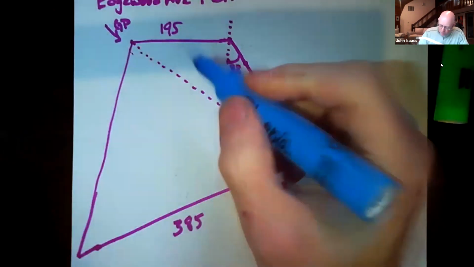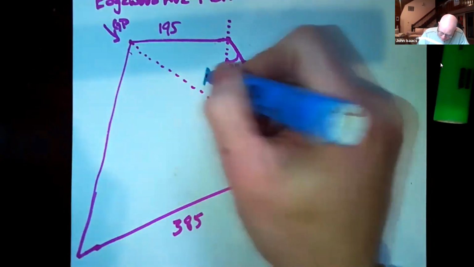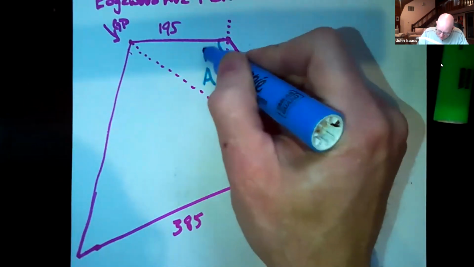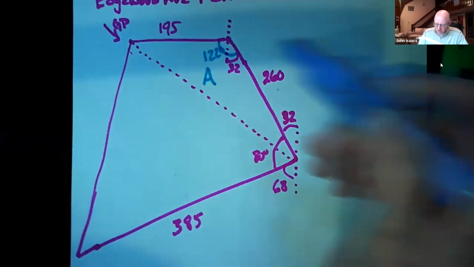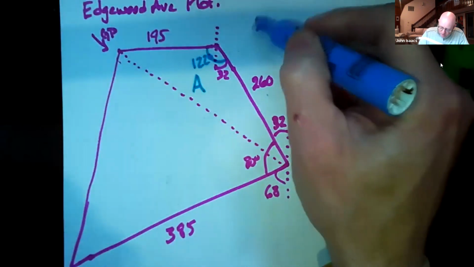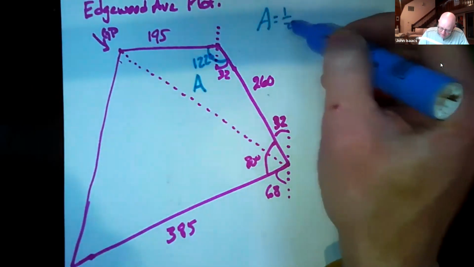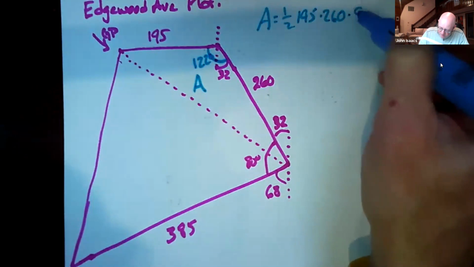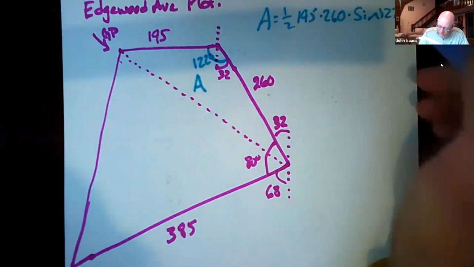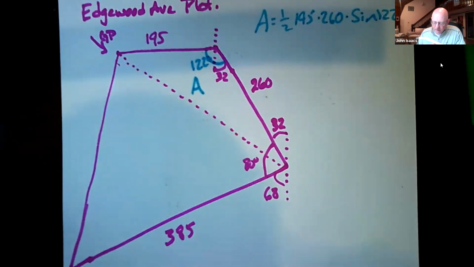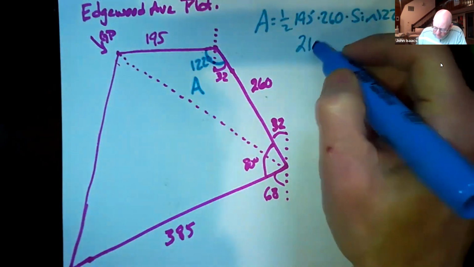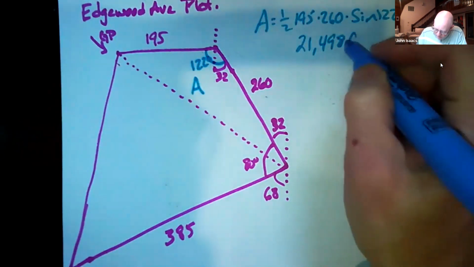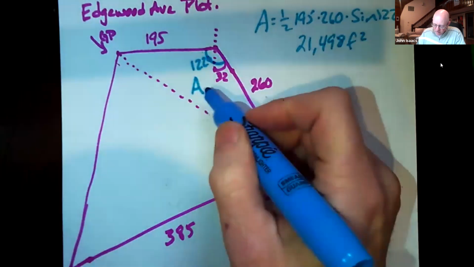So let's work on the area of this piece first. If that's 32 degrees, this is 90 degrees. So this whole angle is 122. All right, so there we have a side, an angle, and a side. So area A is going to be equal to 1/2 of 195 times 260 times the sine of 122. And if you put that in a calculator, that comes out to be 21,498 square feet. Okay, so that's the area of that smaller triangle.